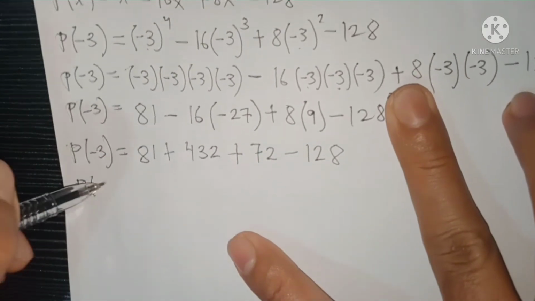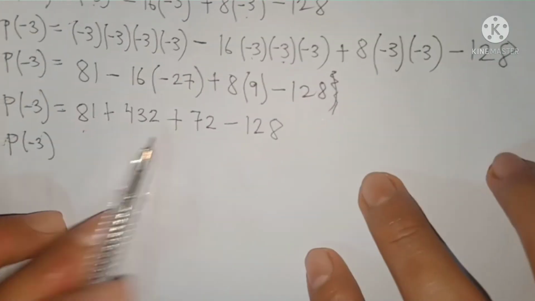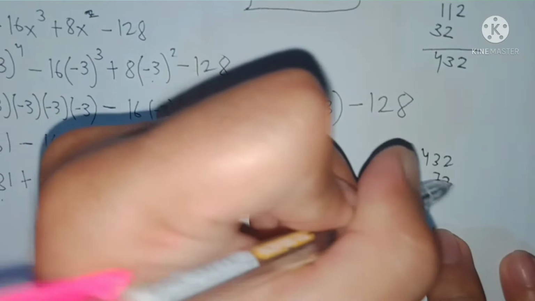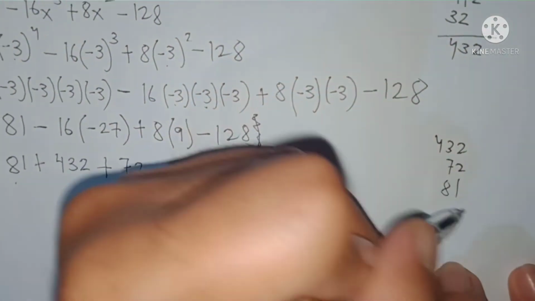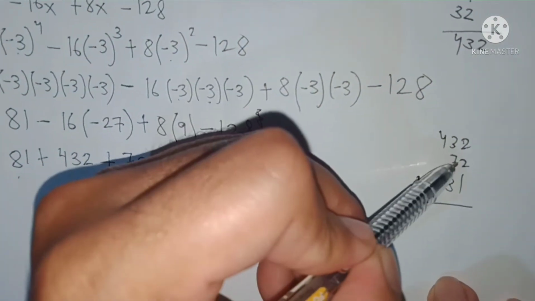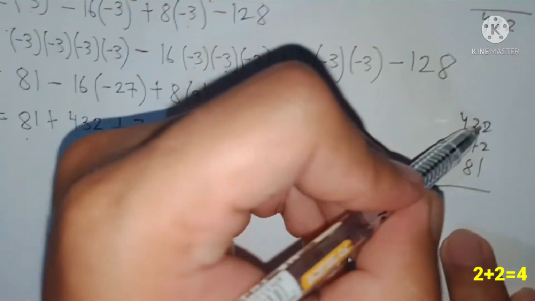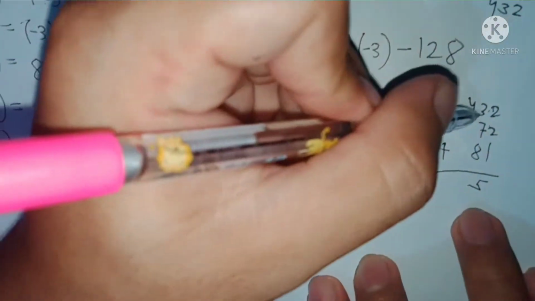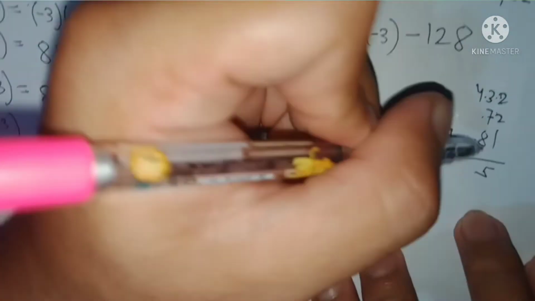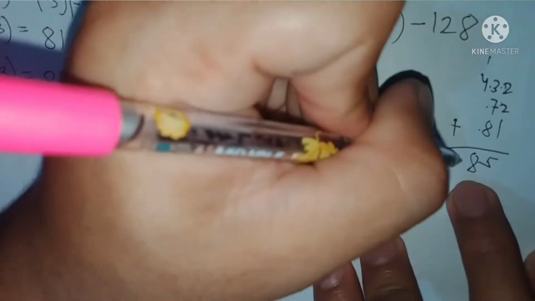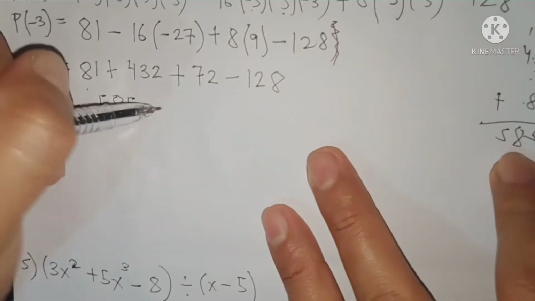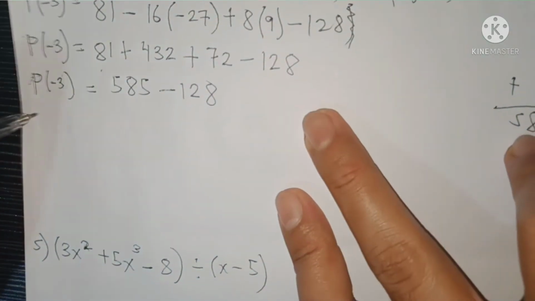So you have P of negative 3. I-add muna natin lahat ng positive terms. Lahat ng positive numbers. So you have 432 plus 72 plus 81. So 2 plus 2 is 4 plus 1, that is 5. And then 3 plus 7 is 10 plus 8, that is 18. So 8 carry 1. 1 plus 4 is 5. You have 585 minus 128.